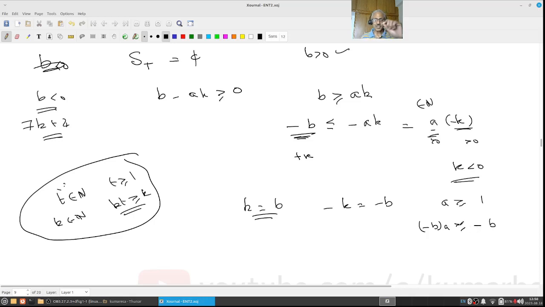These kinds of things are never worked out in the classroom. The teacher will simply say take k equal to this, b or minus b or mod b. He will go through the proof very fast. You may not realize. We are working. We are trying to understand why it works.